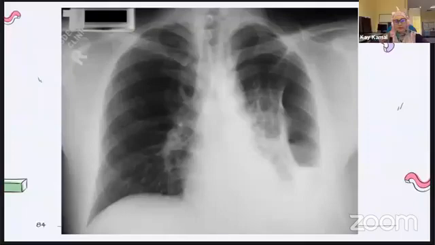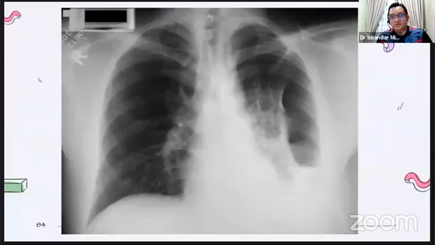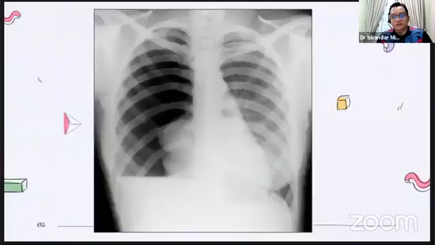Sorry doctor, maybe I missed the explanation. I usually heard measurement widen mediastinum more than 8 cm. At which level do we measure it? Or which line is referred to for measurement?